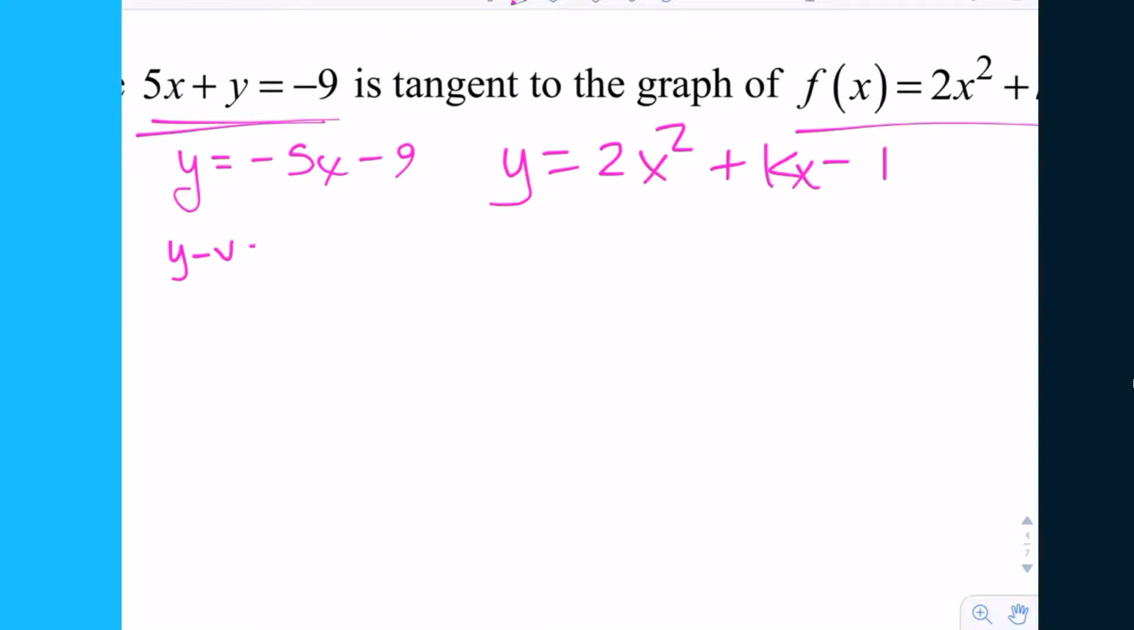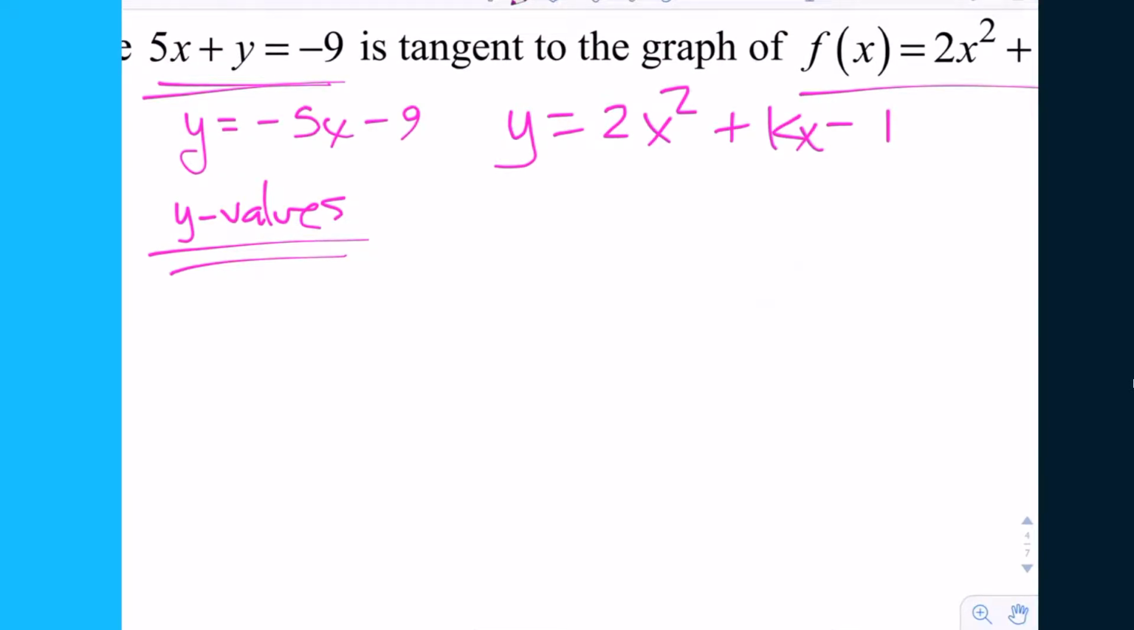So I'm going to go ahead and label what we're doing here. Just kind of thinking that maybe this is a free response question. And anything you could do to communicate your work more effectively, feel free to do it. So I know that negative 5x minus 9, at whatever value of x it is, has to equal 2x squared plus kx minus 1.